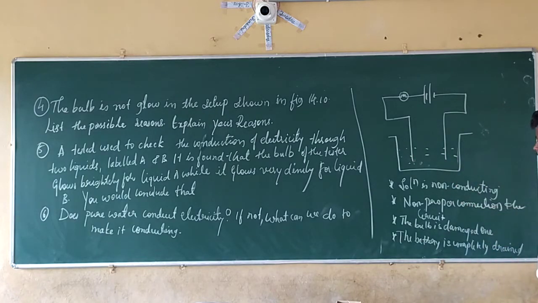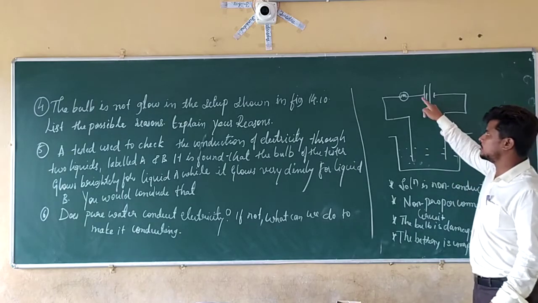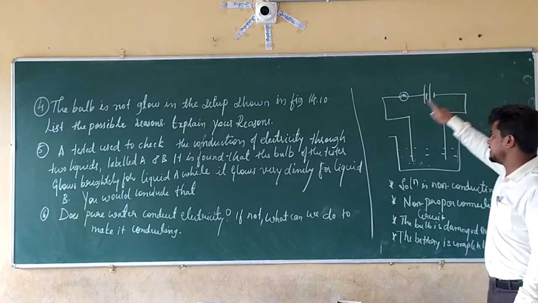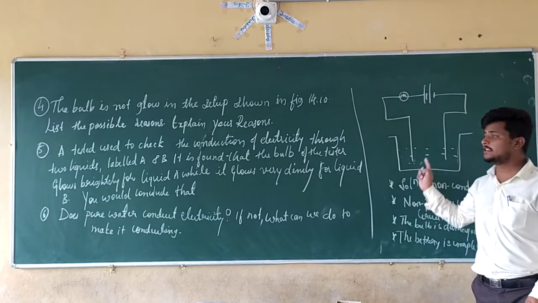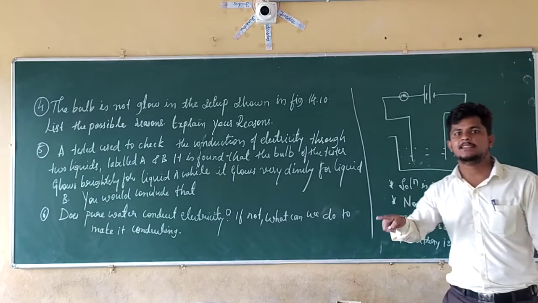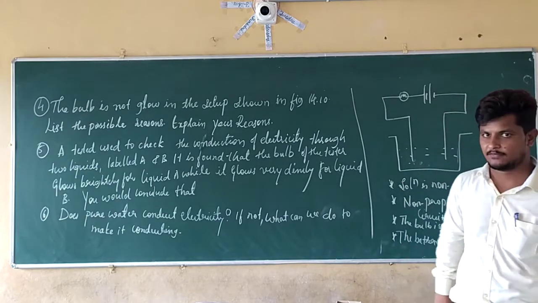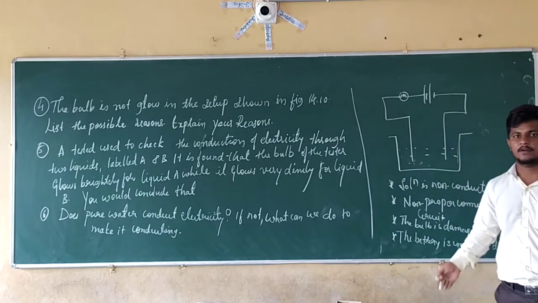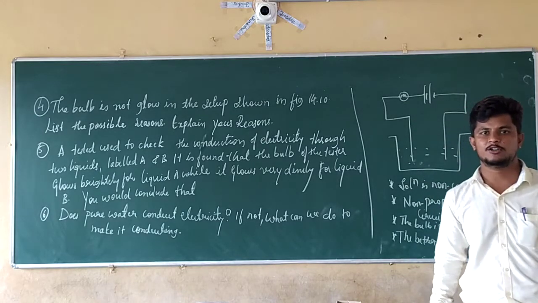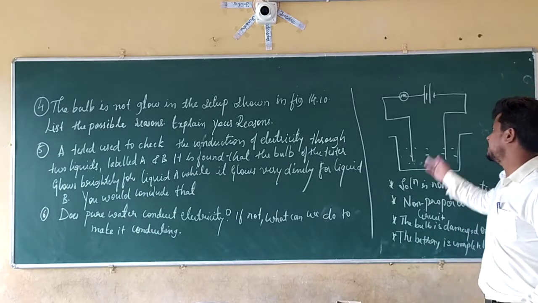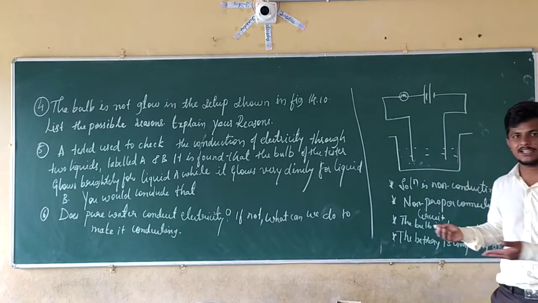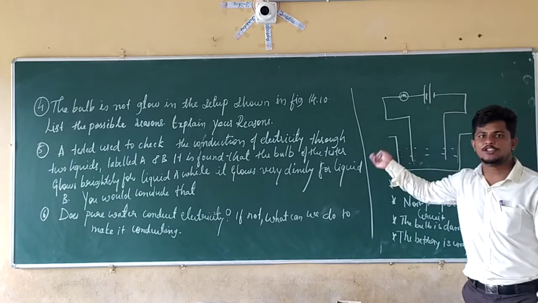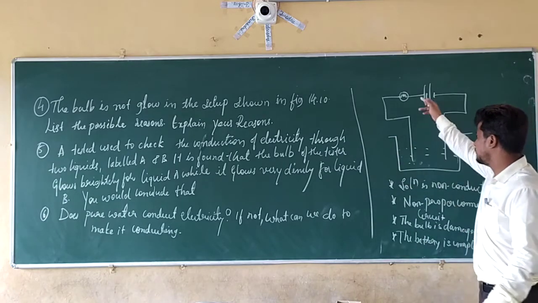And the second is improper connection. We already know that if there is a cut or an improper connection, the circuit is not going to be completed. If it is not completed, there will be no conduction of electricity. The third reason is that the bulb is damaged. If the bulb is damaged, it is not possible for it to glow. And the fourth reason is that the battery is completely drained. If it doesn't have any charge, how is it going to supply charge to this wire?